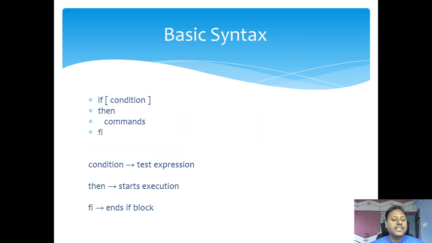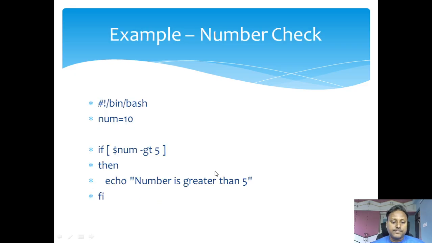What is the basic syntax for the if statement? Here you can see if, then some condition will be there. Then execute some commands, then fi. If this condition is matching, then execute these commands, and fi is the closing statement for this particular if. It is the reverse order of if, so it is fi. The condition is a test expression, then we mention what to start executing. Fi ends the block.